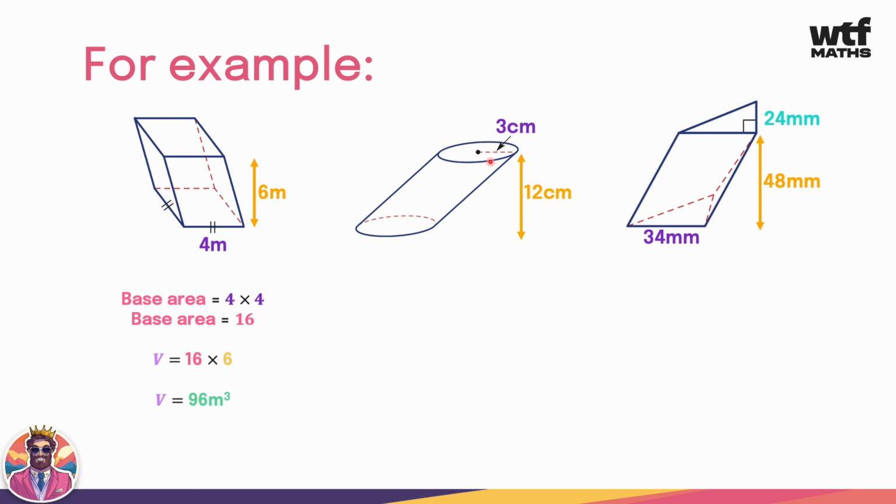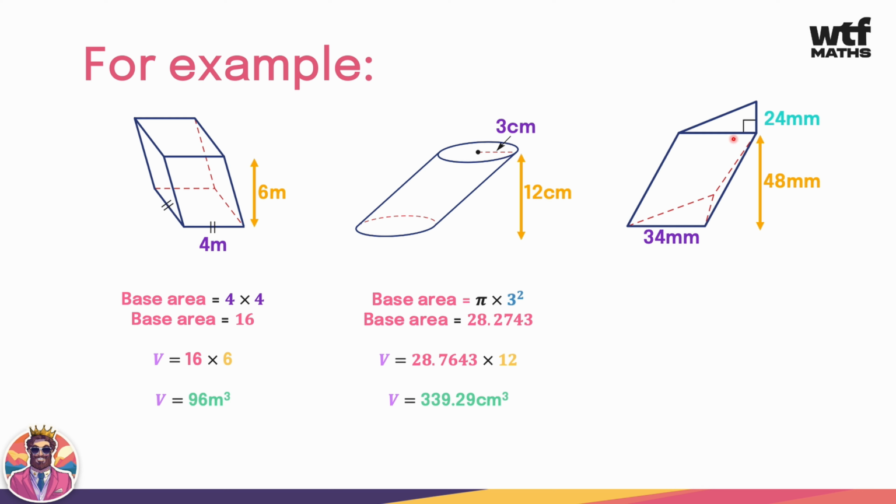For the cylinder over here, we can see that we have a circle and it's 12 centimeters high perpendicular height. So we need to use that 12 centimeters. So all we're going to do is pi times 3 squared, get our answer, and then times it by 12, and we get 339.29 centimeters cubed.